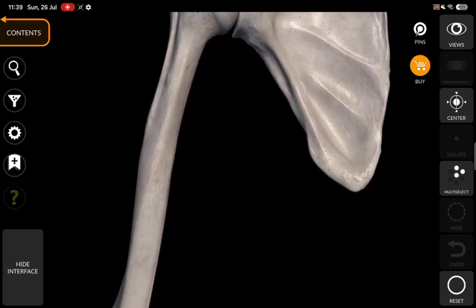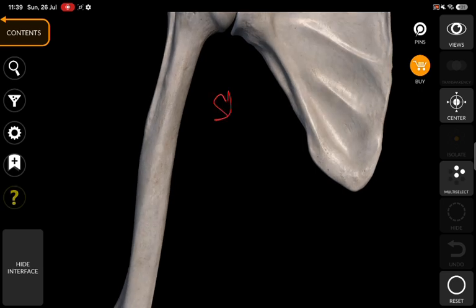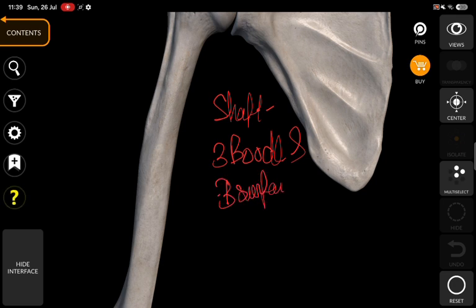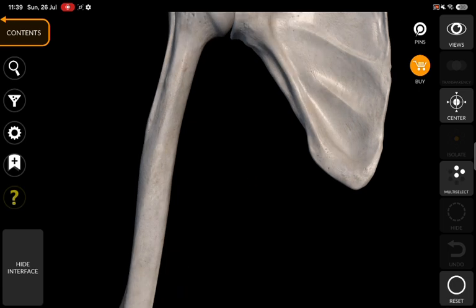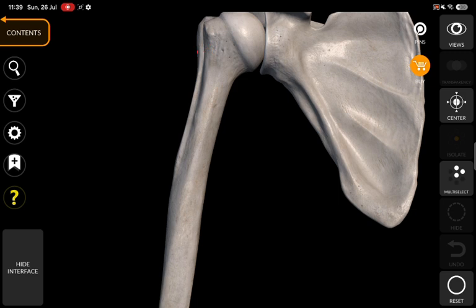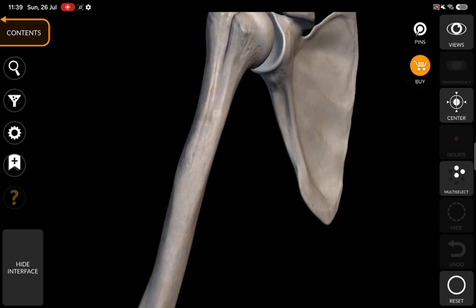Okay, let's talk about the shaft now. Now the shaft has 3 borders and 3 surfaces. This is the lateral border, this is the medial border, and this is the anterior border, right? The anterior border isn't that straight, but yeah.